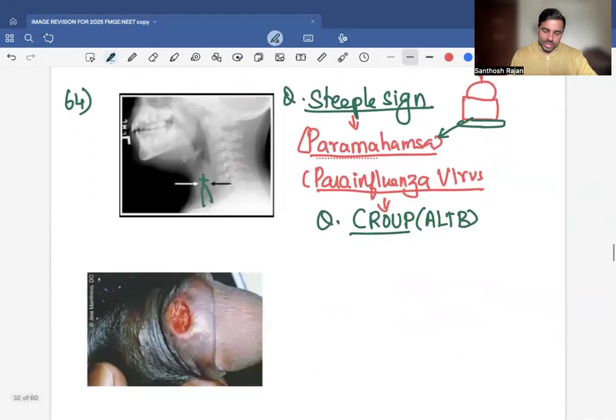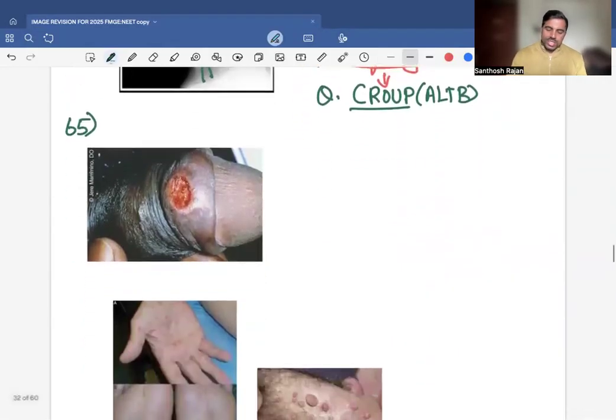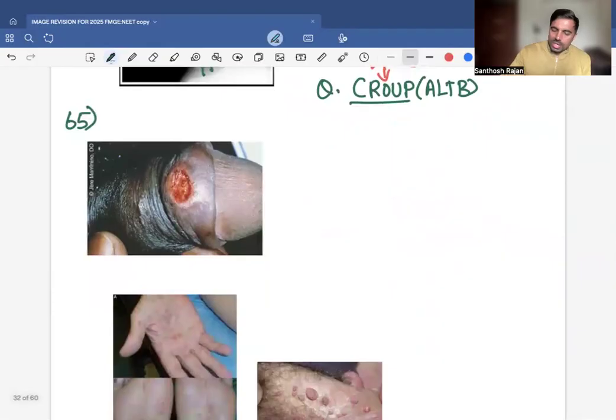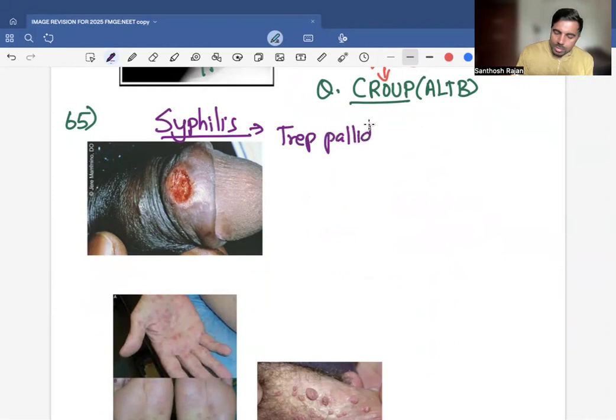Yes, next one. 65. This is genital. It can be anything, but now we are talking about syphilis. Okay, we are writing syphilis. Syphilis means you know that the causative agent is Treponema pallidum. You know, it's a spirochete. Pallidum looks like this, no? We are talking about one of the spirochetes.